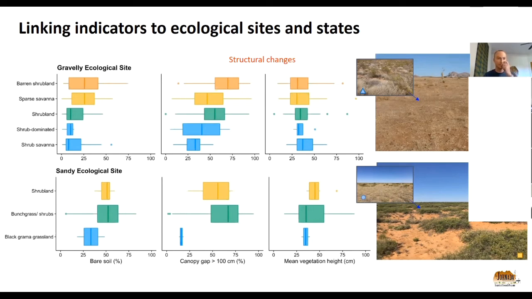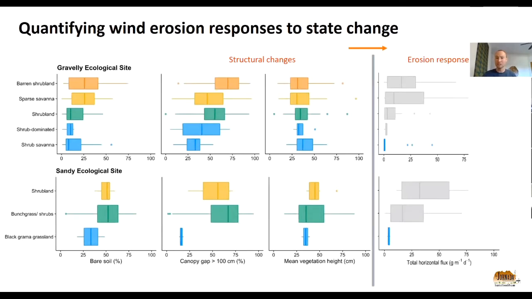So you can see from these examples with the gravelly and sandy ecological sites, how the state changes result in different changes in the amount of bare soil, in the spatial arrangement of vegetation and the canopy height. And these all influence the potential wind erosion, which we can quantify with Aero. And we can then look at where there are structural thresholds that relate to these ecosystem state changes that we could set as targets around our management objectives or as benchmarks to help with land health assessments and that kind of thing.